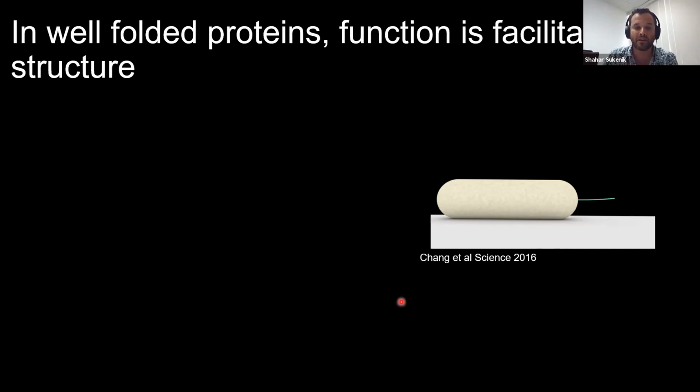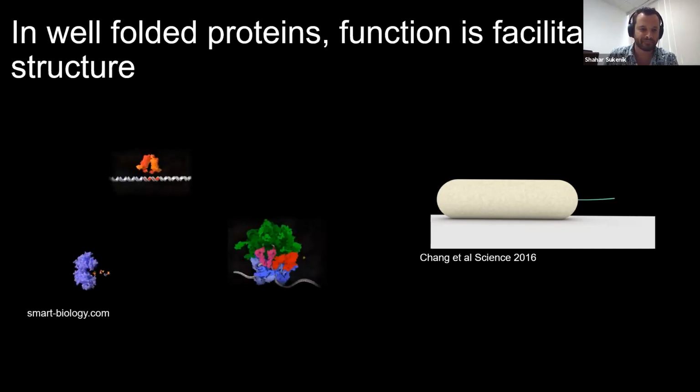And that's usually how a lot of the proteins in our cells work, right? So it doesn't have to be these massive assemblies. It can also be smaller complexes like polymerases. It can be metabolic enzymes or other proteins. But all of these have this specific structure that essentially facilitates their function.